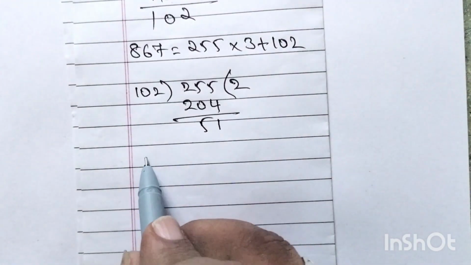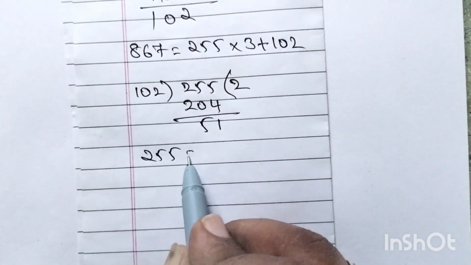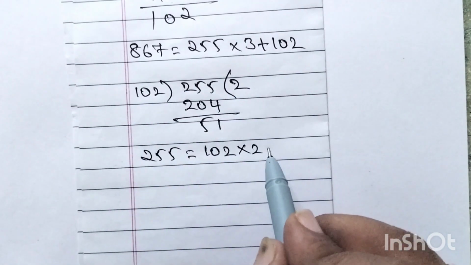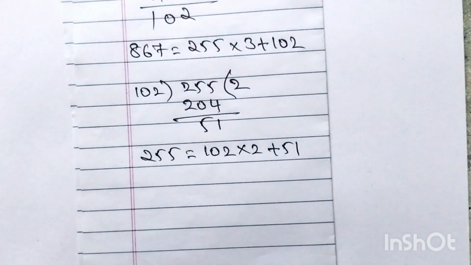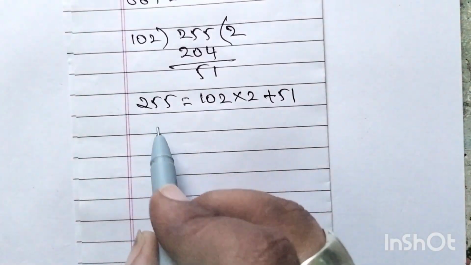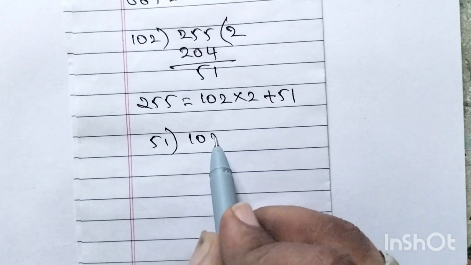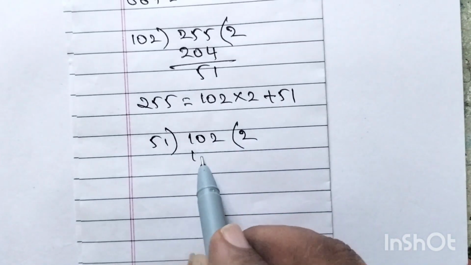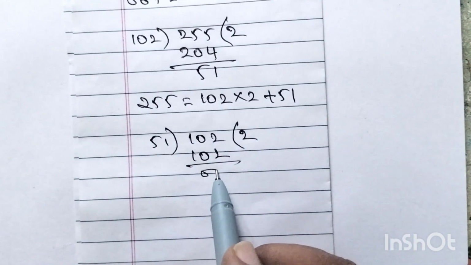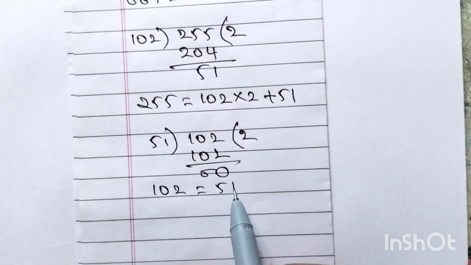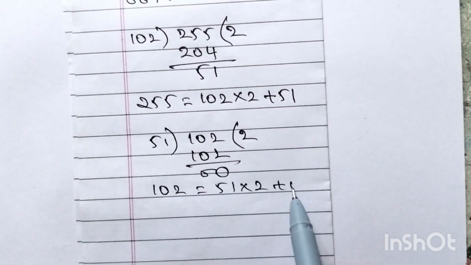So it can be written as 255 is equal to 102 into 2 plus what is the remainder? The remainder is 51. Now let us take 51 and 102. 51 2s are 102. So remainder is 0. So this can be written as 102 is equal to 51 into 2 plus 0.